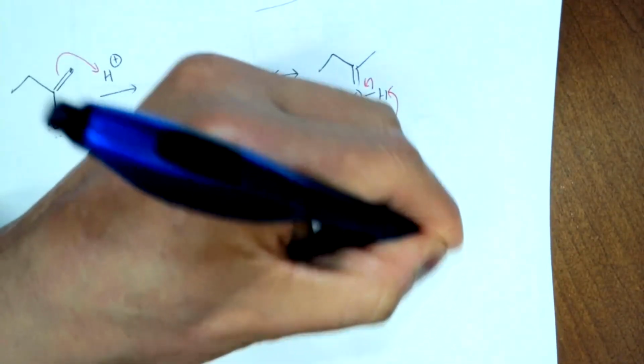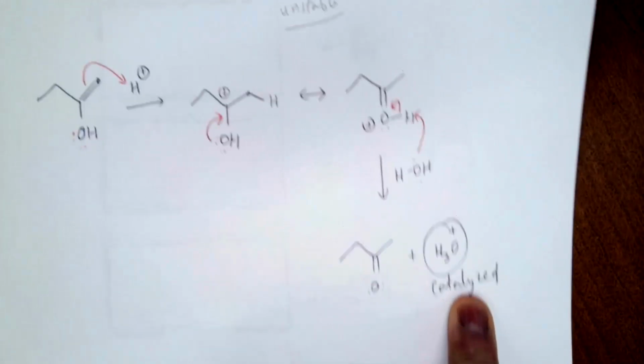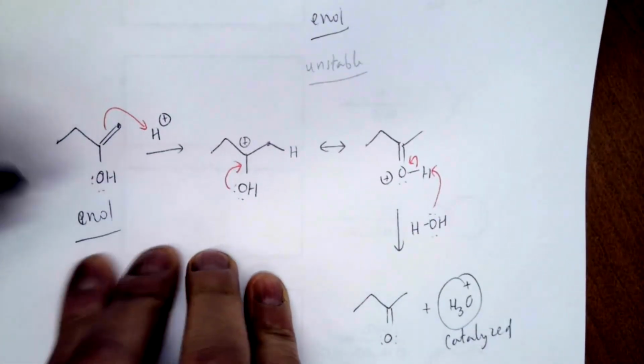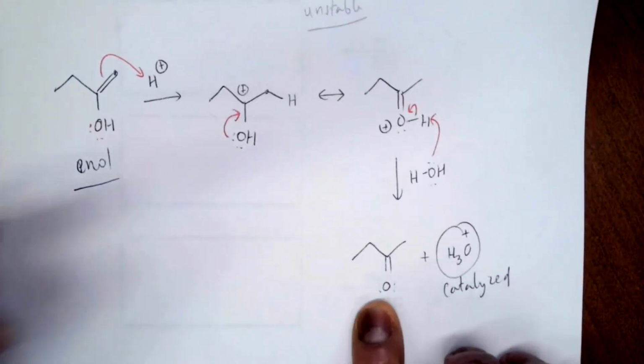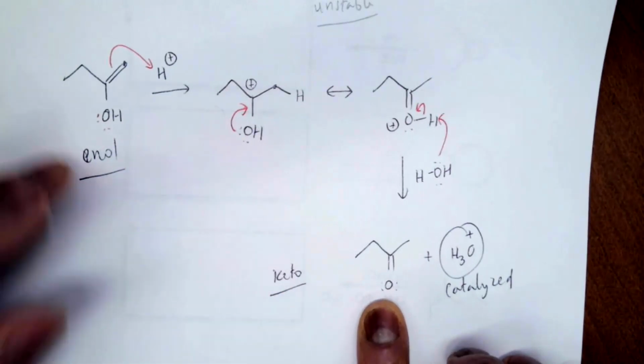That's why they call it acid catalyzed, because the acid only catalyzes the reaction. This is the enol form, and this is the keto form. Keto-enol tautomerization.